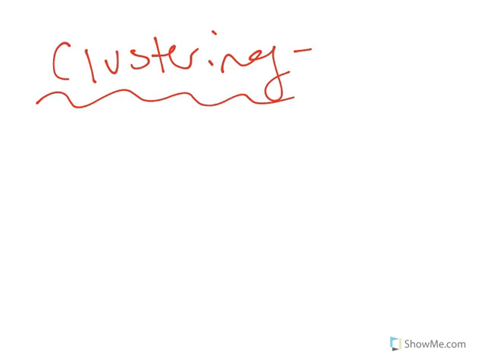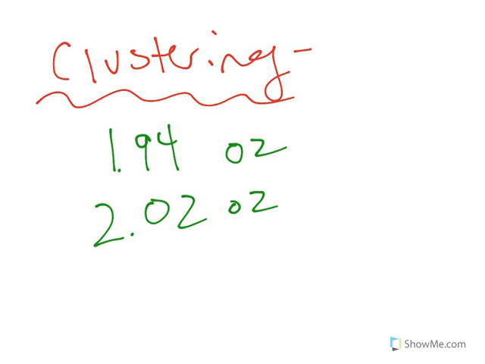The first thing I want to show you is clustering. And clustering is an easy way of estimating when you see a couple numbers that look like they're in the same region. For example, let's talk, of course, because I haven't had dinner yet tonight, about tacos. So if I had a taco that was 1.94 ounces, a taco that was 2.02 ounces, and a taco that was 2.13 ounces, about how many total ounces worth of tacos would I have eaten?